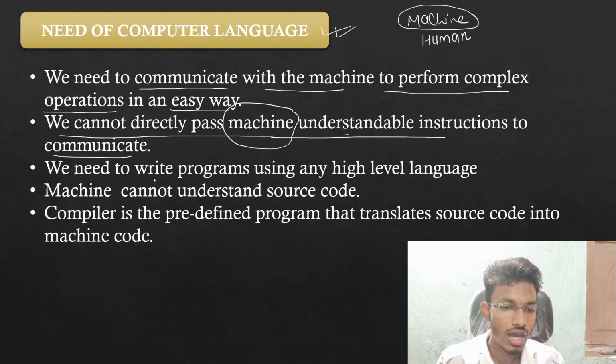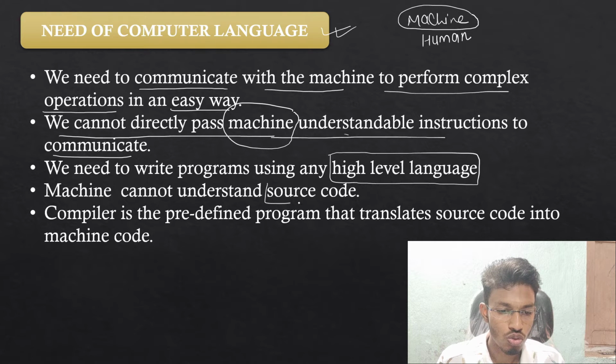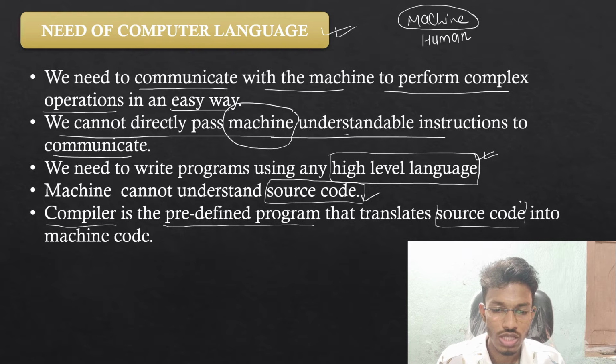So we need a high level language to communicate, and the machine cannot understand source code. What is this source code? What is this high level language? We will see. Basically there is a compiler. It is a predefined program that translates your source code into machine code. That is called the compiler.